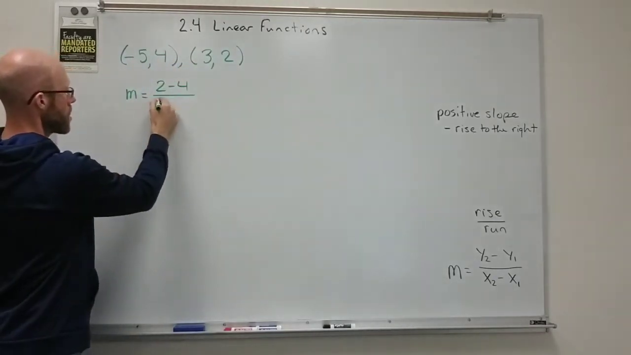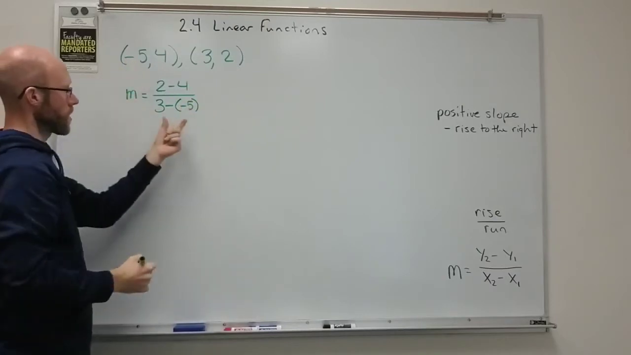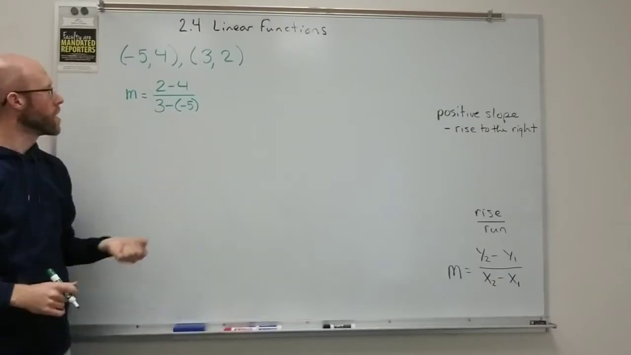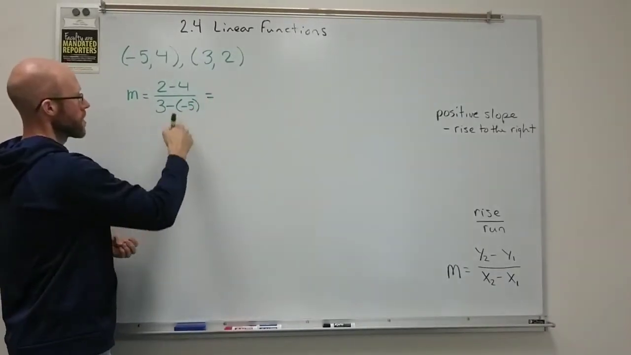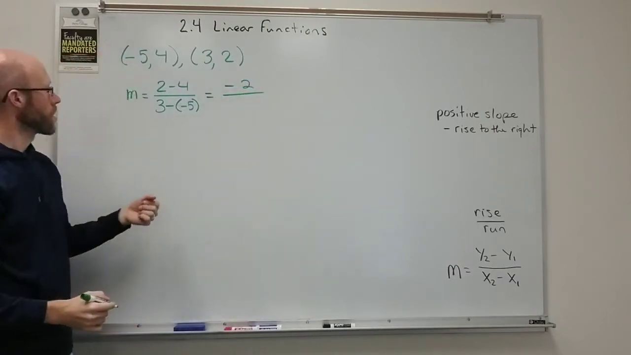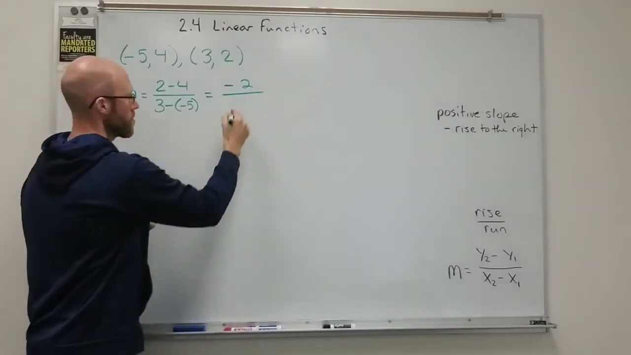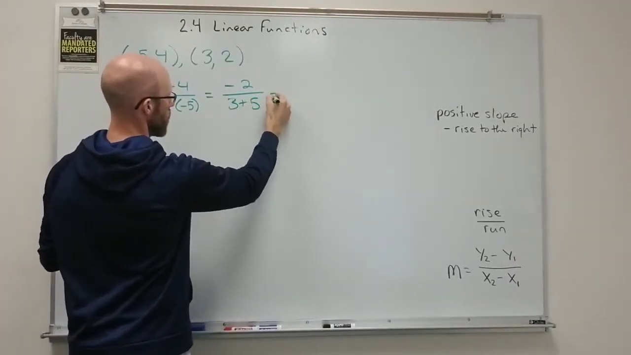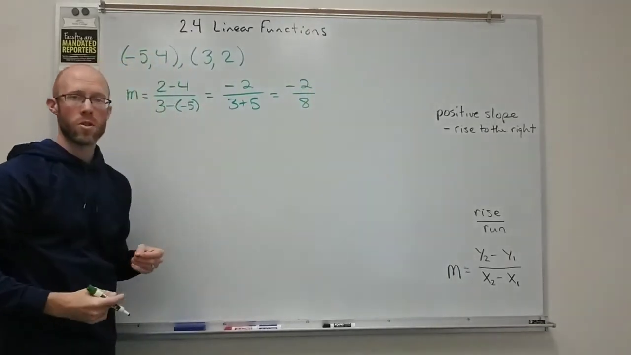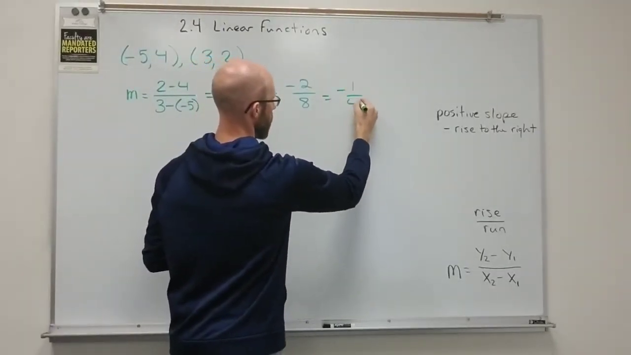So we get 3 minus x1, which is negative 5. Again, with the negative number, I'm going to throw parentheses on there. And so when I simplify these, 2 minus 4 is negative 2. The double negative here is really a plus, so it's 3 plus 5. And of course, 3 plus 5 is 8, so negative 2 over 8, which reduces as a fraction to negative 1/4.